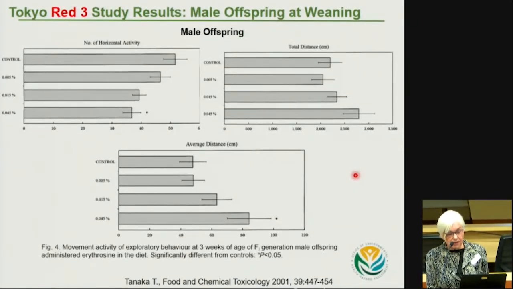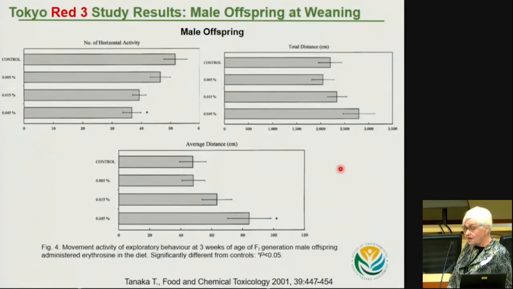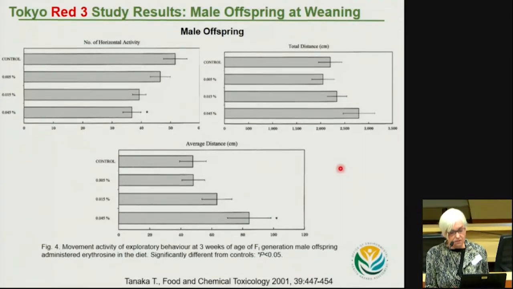This is the second life stage when they measured activity. Effects were found in the males, in the offspring at this time. It's hard to see. This is the number of horizontal activity bouts. There were fewer of them in the male offspring in the high dose group than in the controls. However, the average distance for each bout was longer. The total distance was longer, but not significantly so. So more, longer bouts of activity in the male offspring at this age. Oh, you actually can read that perhaps.